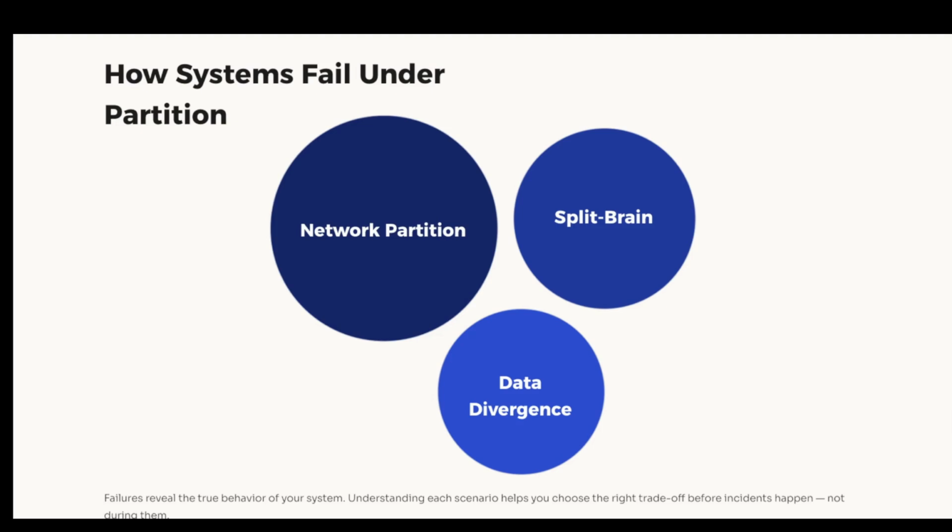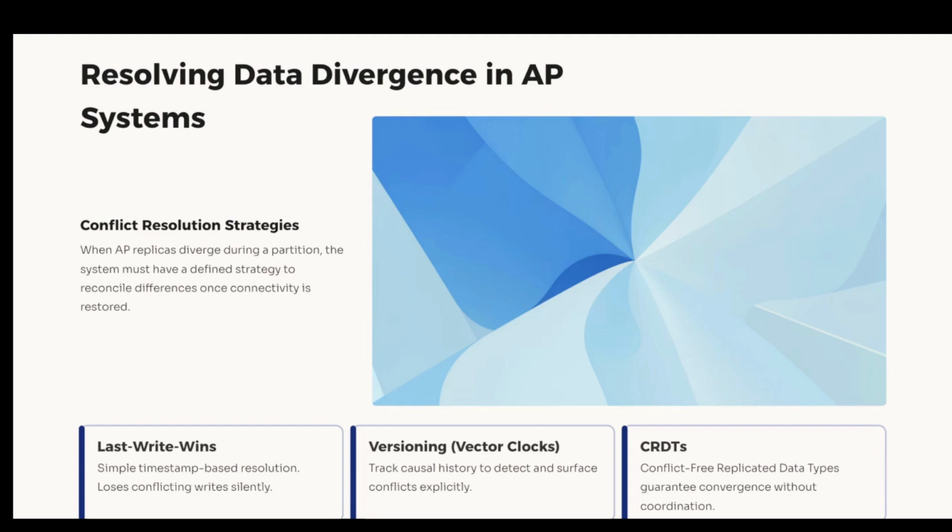Failure scenarios. Let's look at what happens during failures. First, network partition. CP systems may reject requests. AP systems continue serving requests but may diverge. Second, split brain scenarios. 2 nodes accept writes independently. CP systems prevent this via leader election. AP systems allow it and resolve conflicts later. Third, data divergence. In AP systems, replicas may temporarily disagree. We resolve this with last-write-wins, versioning, or CRDTs. So the key idea is failures reveal the true behavior of your system.